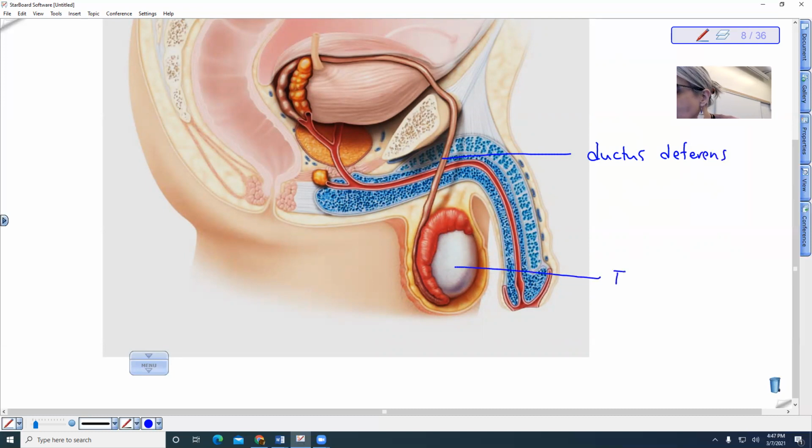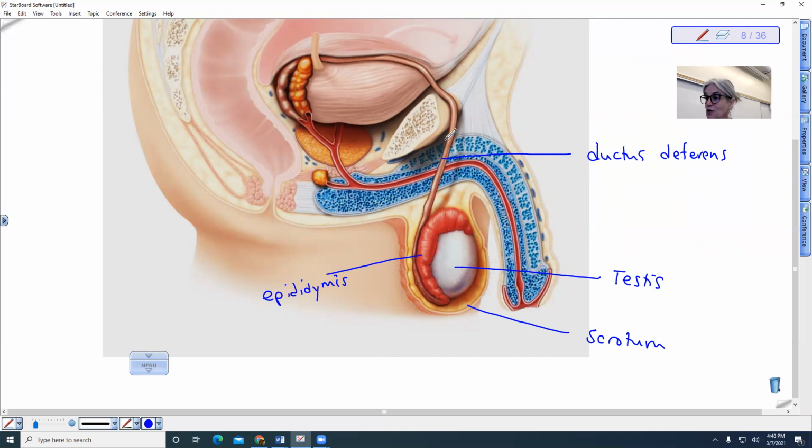This is my testis. This is my scrotum. This is my epididymis, and it's I-S, not U-S. Epididymis. There's an awful lot of I's in there. So that's my epididymis, and you can see that it surrounds the testis.